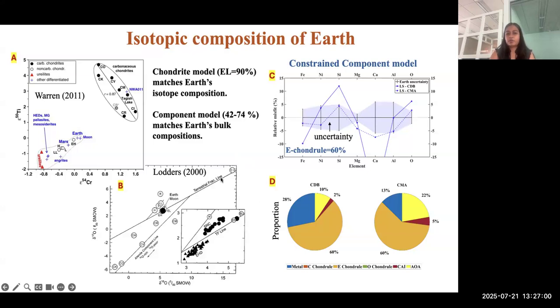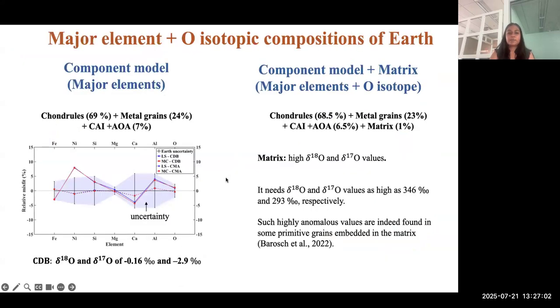To overcome this challenge, I have said before that I'm not considering matrix so far, but one can raise the question that matrix-like material is already coating chondrules, or they can coalesce and make bigger aggregates of matrix, right? So I just wanted to see if I add matrix, does it work?